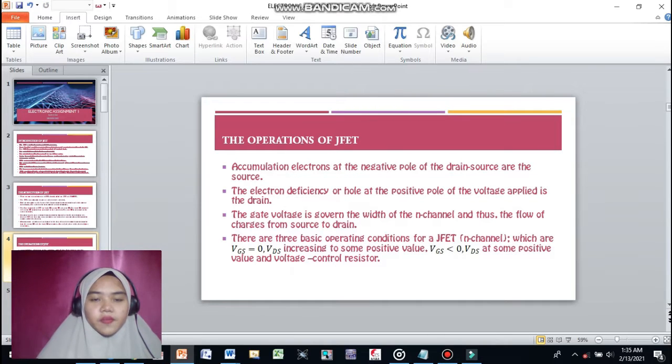The operation of JFET. Accumulation of electrons is at the negative pole of the drain-source voltage, which is the source. The electron deficiency, or holes, is at the positive pole of the applied voltage, which is the drain, and the gate voltage governs the width of the N channel and thus the flow of charge from source to drain. There are three basic operating conditions for an N-channel JFET: VGS equal to 0 with VDS increasing to some positive value; VGS less than 0 with VDS at some positive value; and voltage controlled resistor.